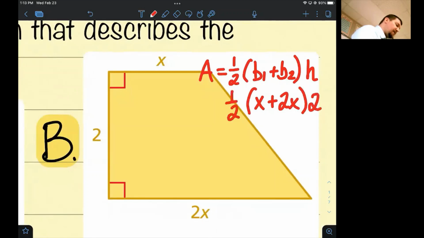See if we can simplify this a little bit to get our function rule. Jace, what's X plus 2X? And Emerson, what's 1/2 of 2? So really, our function can be simplified all the way to A equals 3X.